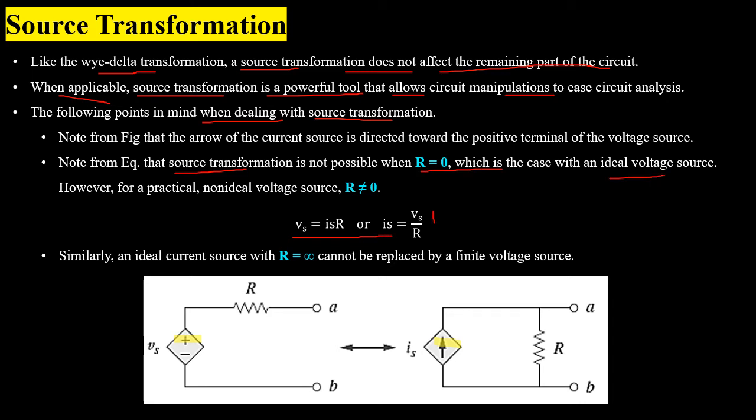However, in the case of a non-ideal voltage source, the resistance R is not equal to 0, so the source transformation is applicable. In the same way, an ideal current source with a resistor of value infinity cannot be replaced by a finite voltage source.